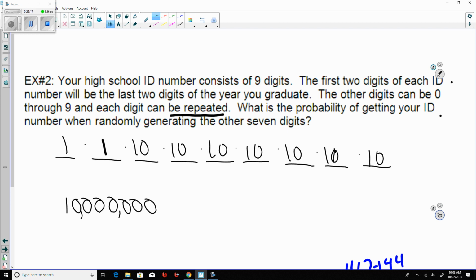Of course, if you want to put that in your calculator, you could. Now this 10 million is how many ID numbers you can have. So you got to be very careful. What do they want? They want the probability. So the probability of getting your ID is 1 out of that, 1 out of 10 million.